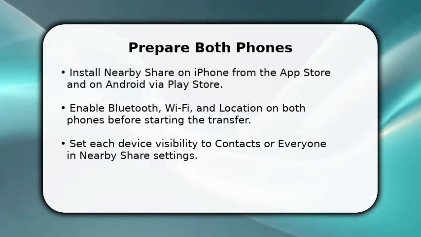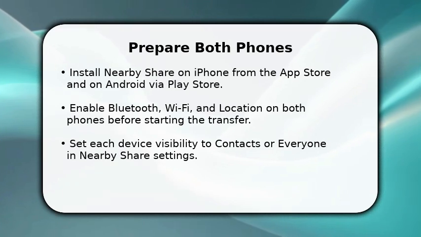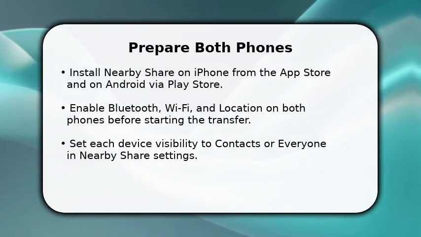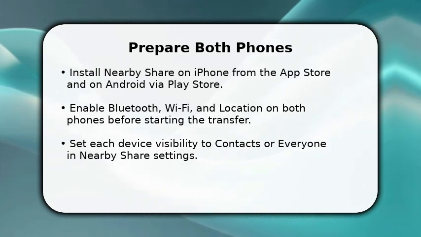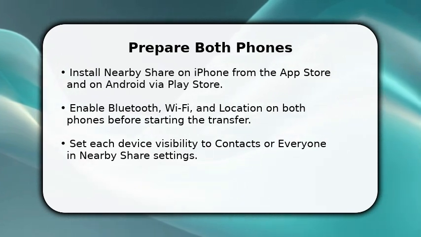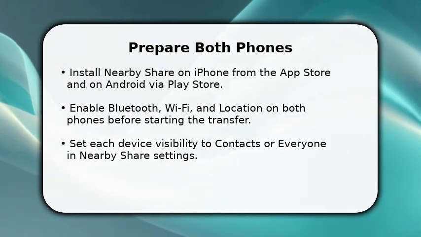Install Nearby Share on iPhone from the App Store and on Android from Play Store. Open the app on both phones and allow required permissions for Bluetooth, Wi-Fi, and location. Sign in with a Google account if prompted and confirm device names.